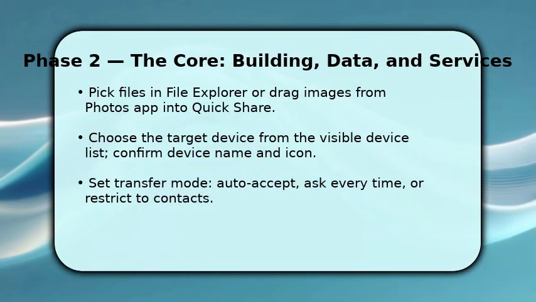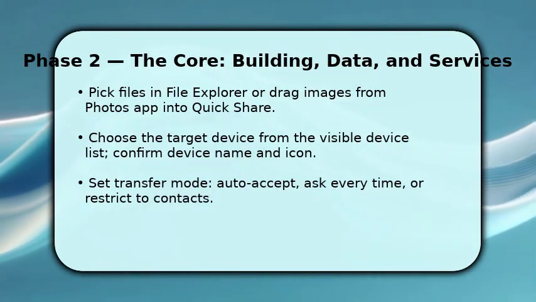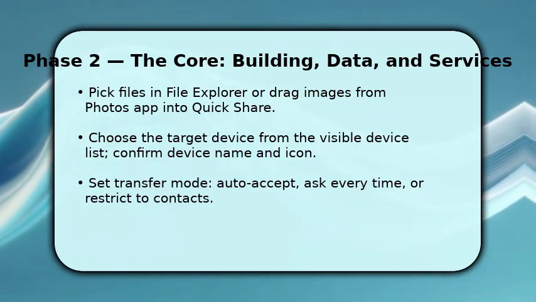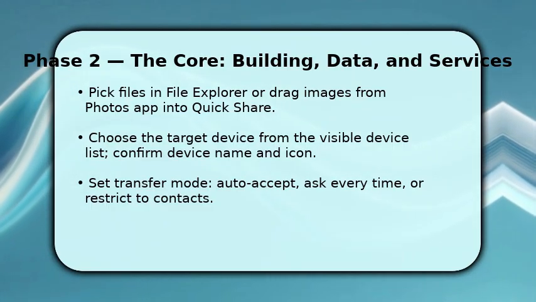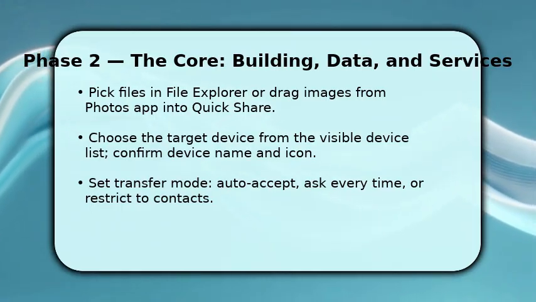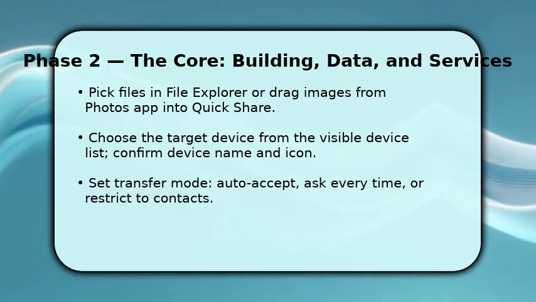Now you pick what to share. Open File Explorer or Photos, select multiple files, and use drag and drop into QuickShare or right-click and choose Share > QuickShare. Next, pick the receiving device from the list. Names and icons help you avoid sending to the wrong machine.